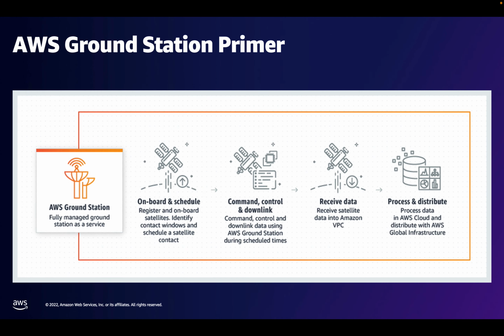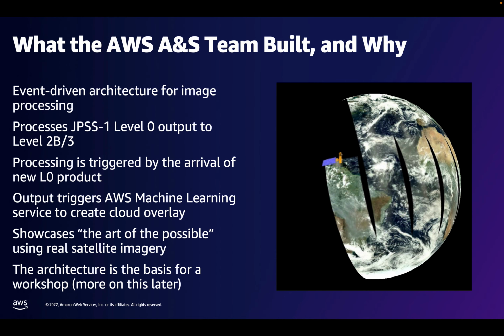This is a little bit of what the architecture looks like. It starts out with onboarding, which is something that I work directly with customers all the time to do. And of course you can do command and control and downlink. So you have TT&C functionality, payload data, and then process and distribution, as we just talked about.